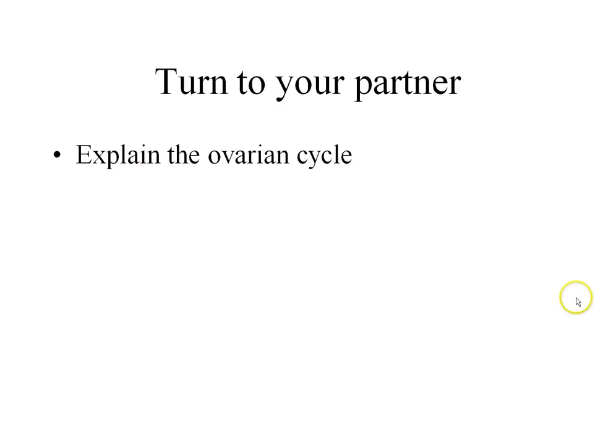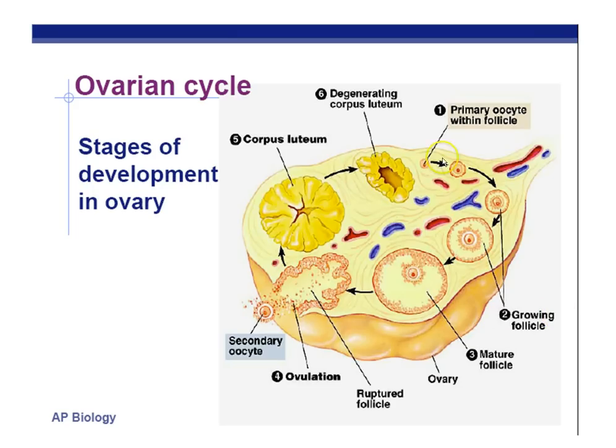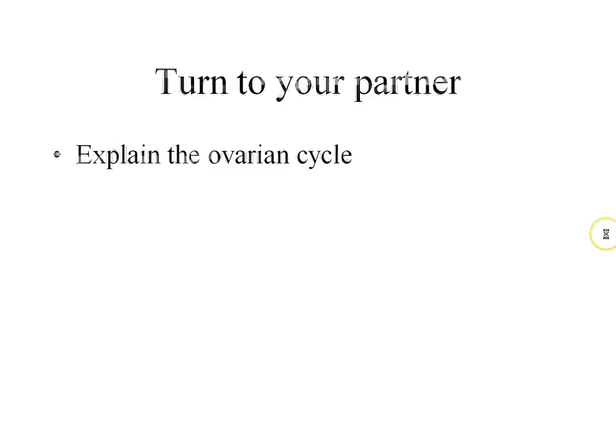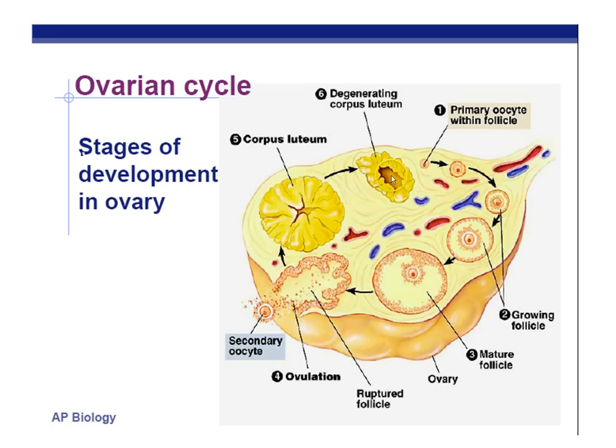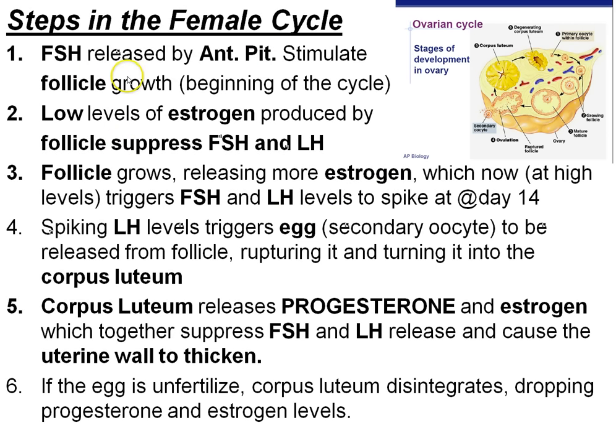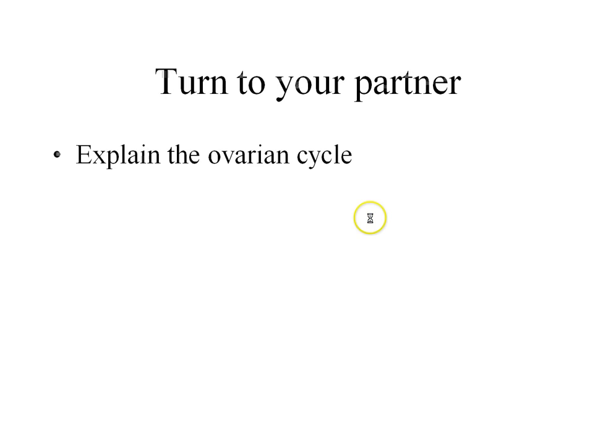So you should be able to explain this step by step using this picture, but we're going to also go into the hormones now. Now, these hormones and their levels and what they trigger is fairly complicated, so you're probably going to have to review this a couple times, but you can understand it. Just make sure you go through it step by step. Remember, the first step is that we have the FSH released by the anterior pituitary stimulating follicle growth. So let's take a look at that.